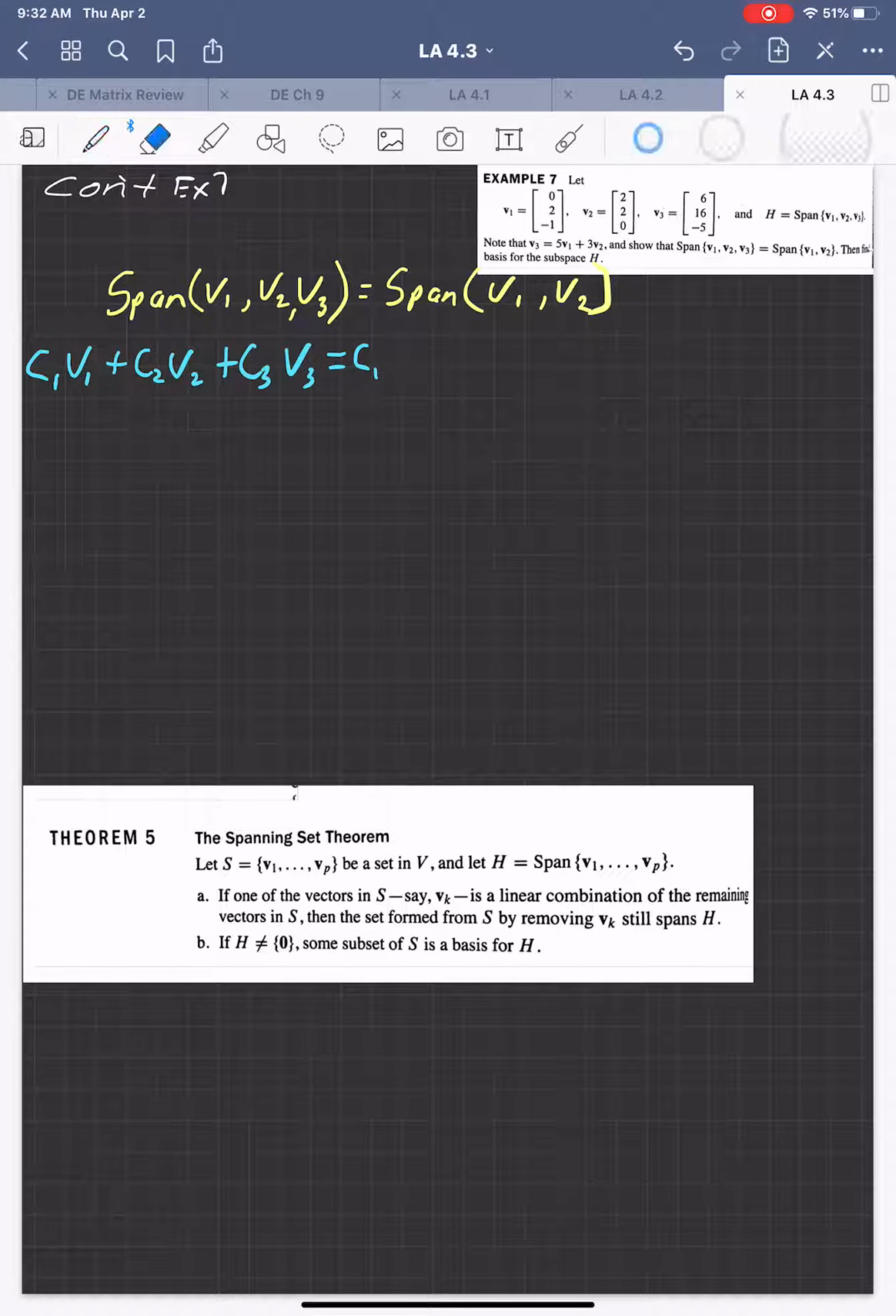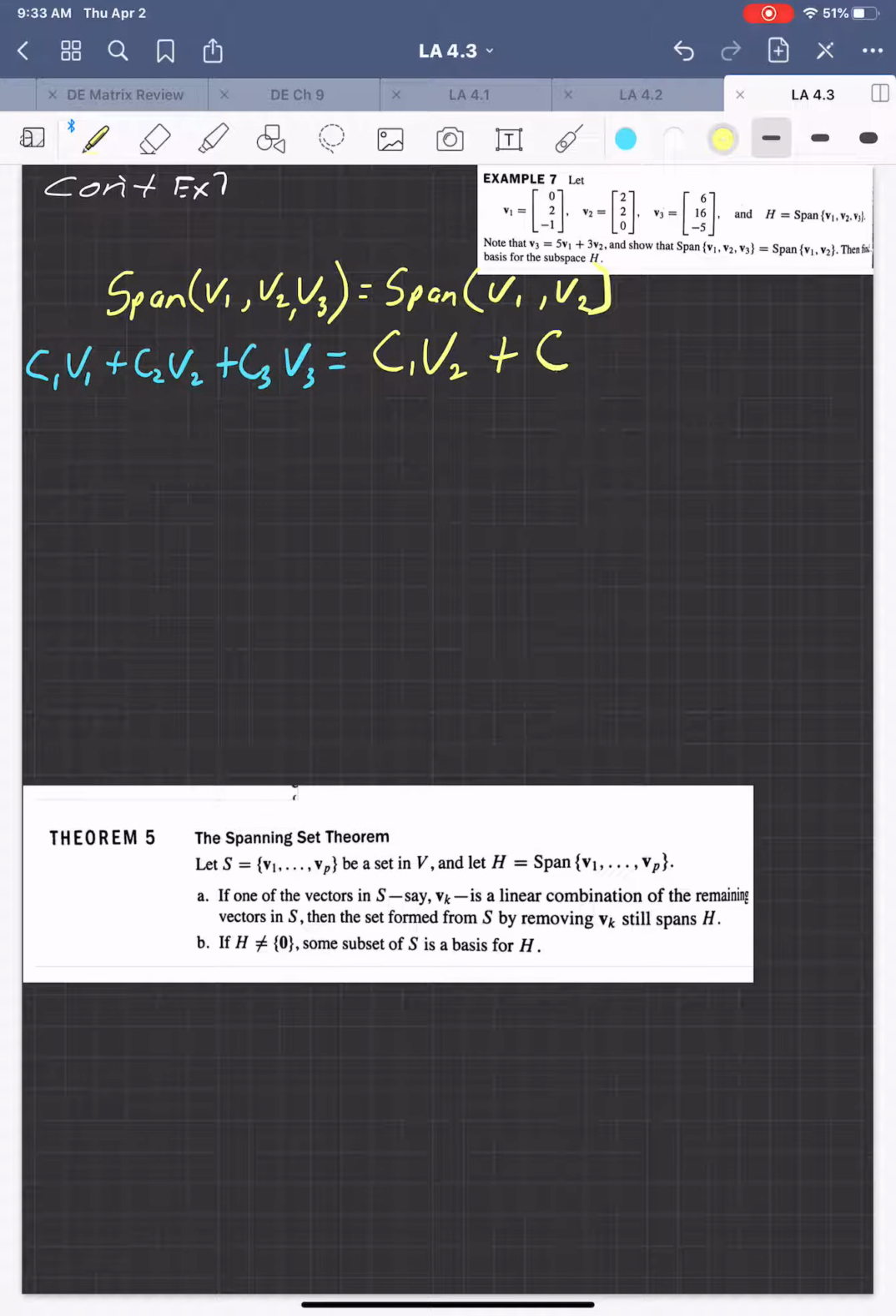Well, so I've written the span of the first three vectors, and now I'm going to set that equal to the span of the first two vectors. So c sub 1 v sub 1 plus c sub 2 v sub 2. So somehow these are supposed to be equal. Okay.